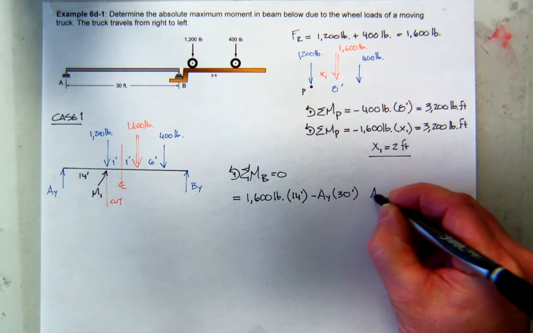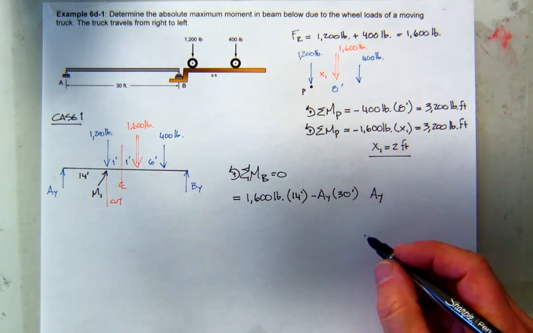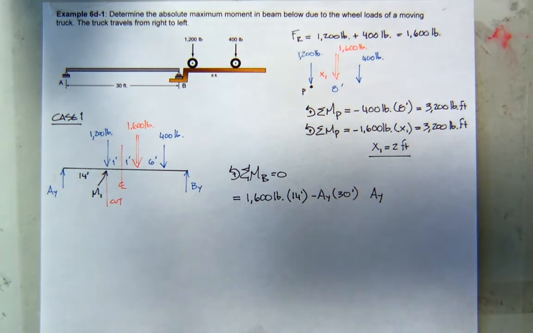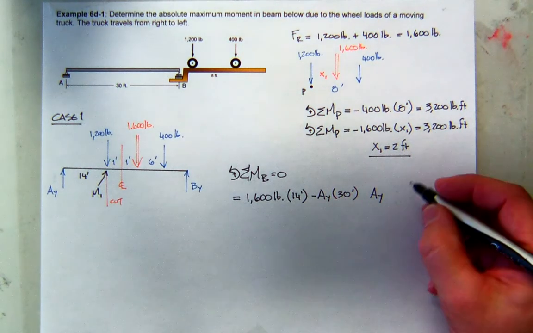So what's AY? I don't know what that is. 1,600 times 14 divided by 30. Less than 800. Calculator says 747. Anybody else get 747? Yes? Yes?